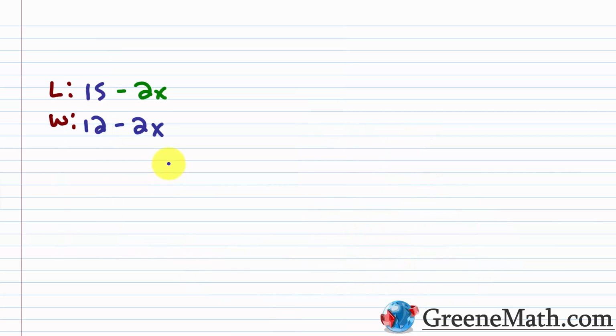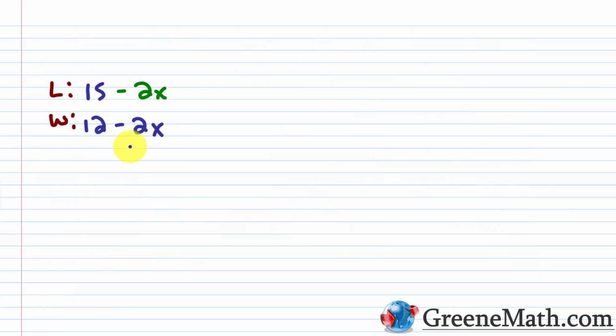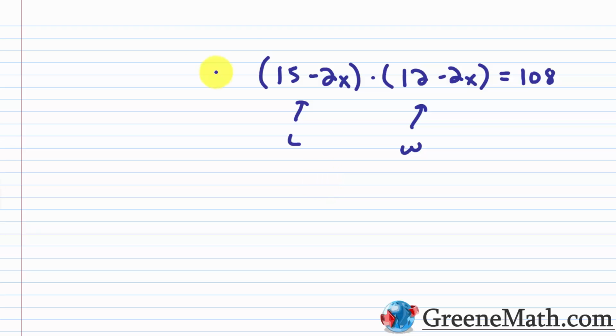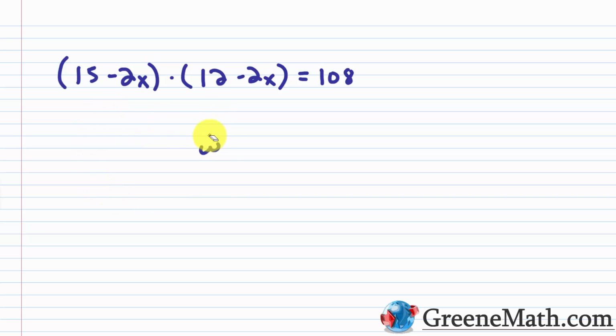I'm just going to paste that there. What we know from our problem is that she can afford to buy a rug with an area of 108 square feet, so we're going to assume that that's what she buys. My length times my width gives me my area. So I'm going to say 15 minus 2x, that quantity, is my length, multiplied by the quantity 12 minus 2x, that's my width. This should equal my area, and we're told that the area is 108 square feet. So I'm just going to put 108. I'm going to solve this equation for x, and that's going to allow me to find out what the length and the width are for the rug that Jamie has.